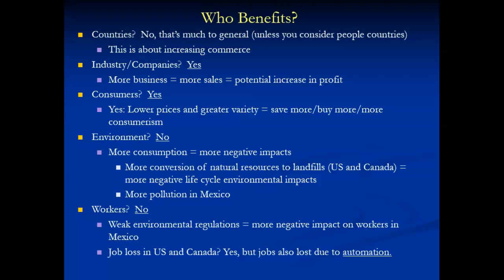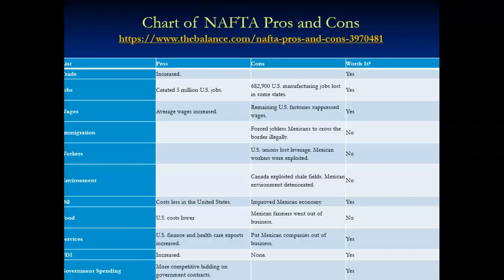Well, no, not really, because weaker environmental regulations mean more negative impacts on workers, particularly those in Mexico. There's been job loss in the US and Canada. That's mostly due to automation. And then the other thought is that NAFTA helps drive down the cost of labor because of the competition from Mexico. So industry likes that, and labor unions in the US do not.